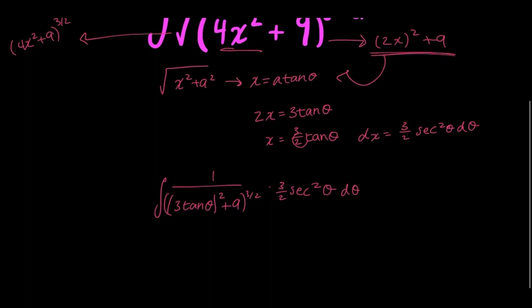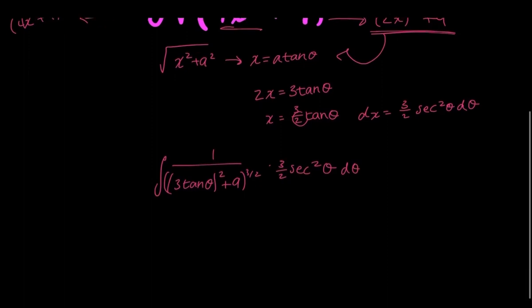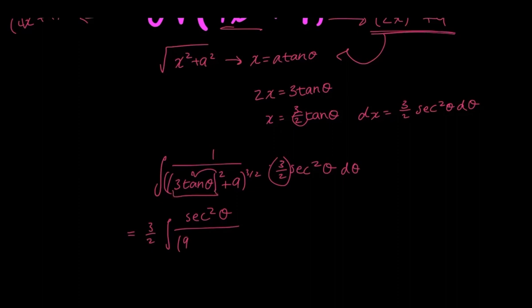And now I'm going to be using, actually let's do more simplification. So I'm going to take that 3/2 out because it's just a constant. So 3/2, the integral of secant squared theta over, that is 9. Substituting, I'm distributing that square into that 3 tan theta, so that I have 9 tan squared theta plus 9 raised to the power of 3/2 d theta.